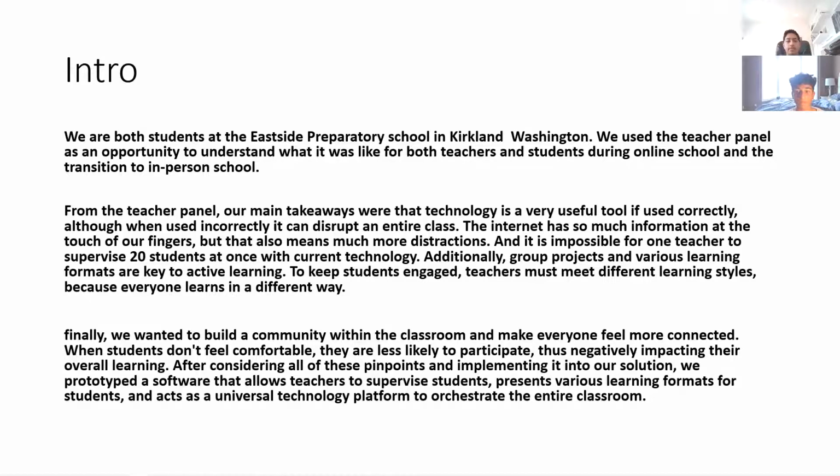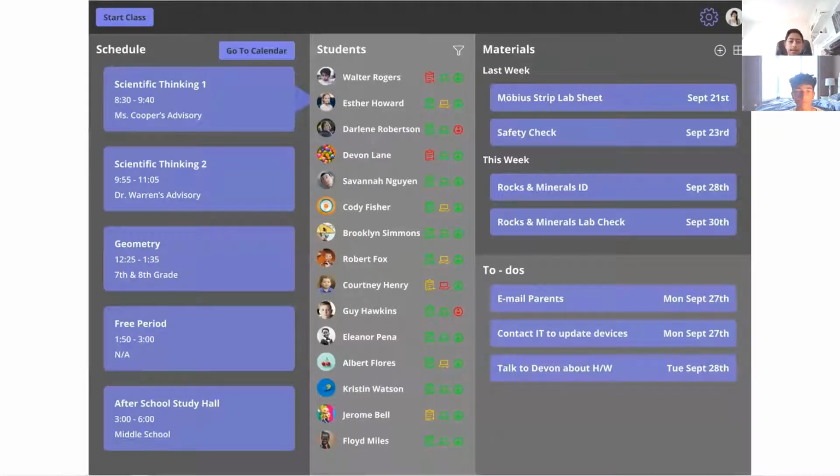First, we'll start with the teacher dashboard screen. It is comprised of a schedule right here with a list of classes the teacher has for the day. Clicking on classes displays more information about it, like the materials and the class roster. As you can see, Scientific Thinking 1 is selected here, indicated by this triangle. And you can see the list of students in the middle column. And on the right side, there's a material list as well. Furthermore, below the material list, there's a general to-do list, just to help the teacher stay organized.